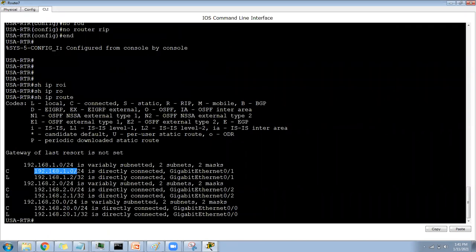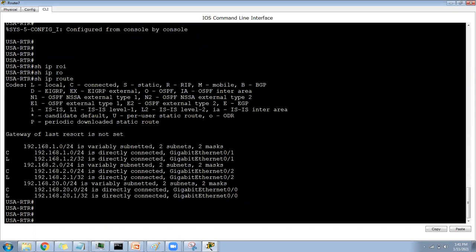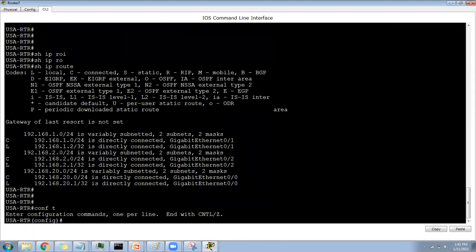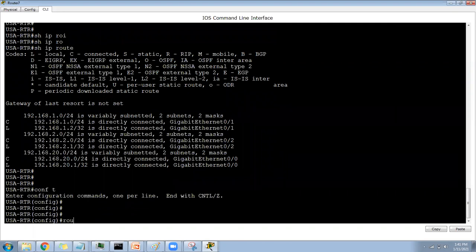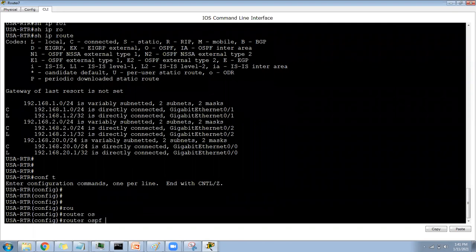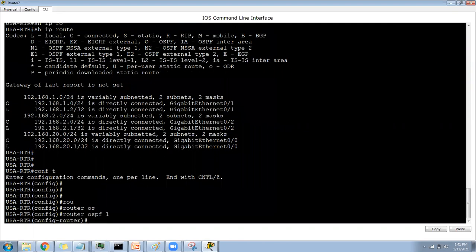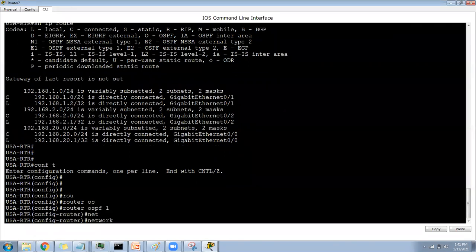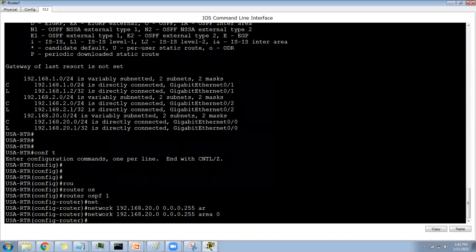See, you can see C means connected, slash 24, slash 24, slash 24. So you just need to configure OSPF. We are configuring the area 0 network. So router OSPF, the process ID will be the same, 1. Now network. What is the network? 192.168.20.0 wildcard mask 0.0.0.255 and area should be 0. Then what else do I have? Instead of typing this, I can use the up arrow.